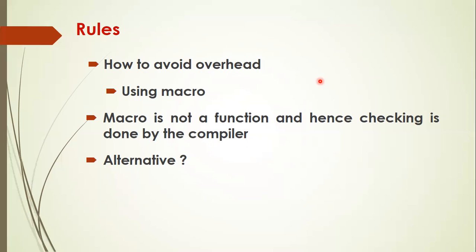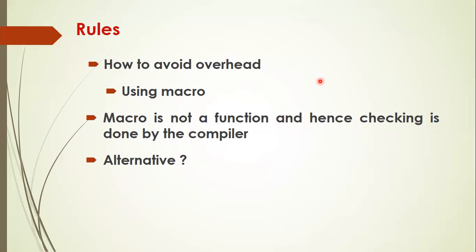Then what is the alternative? My intention is to write it as a function because I want the error checking to be done by the compiler. At the same time, I want to avoid the overhead time. So my intention is twofold: one, I want to avoid the overhead time; second, I want to write it as a function itself. In the case of a macro, we can avoid the overhead time, but without writing it as a function. I already explained the problem with writing it as a macro: error checking is not possible. What is the alternative?